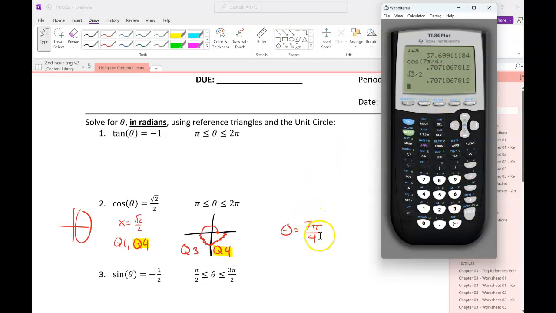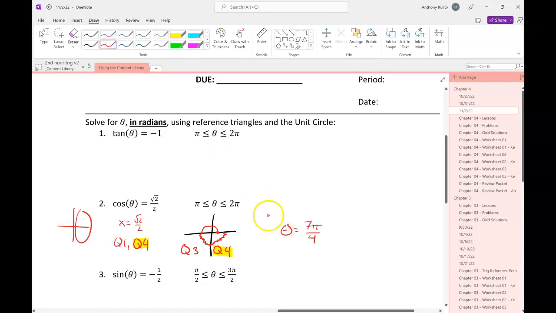The second part, I have to make sure that 7 pi over 4 is between pi and 2 pi. Well, I can do that without even the calculator, right? 7/4 is 1 3/4. Everybody agree? So that's 1 3/4 pi. That is definitely between 1 pi and 2 pi. So I'm satisfied. That's got to be correct.